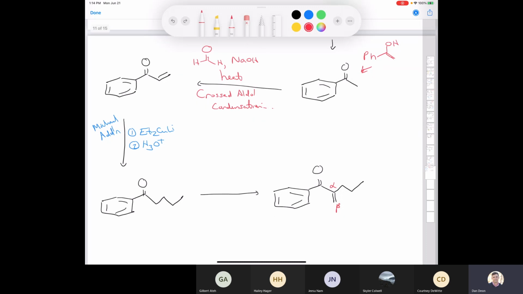Identical conditions again. You would treat this with formaldehyde to add that one carbon, sodium hydroxide, and you would heat that up. And that's going to add the one carbon to the molecule. And since you're heating it, you're going to drive off water, and you're going to end up producing the alpha beta unsaturated ketone. So this is another crossed aldol condensation. And there you go.